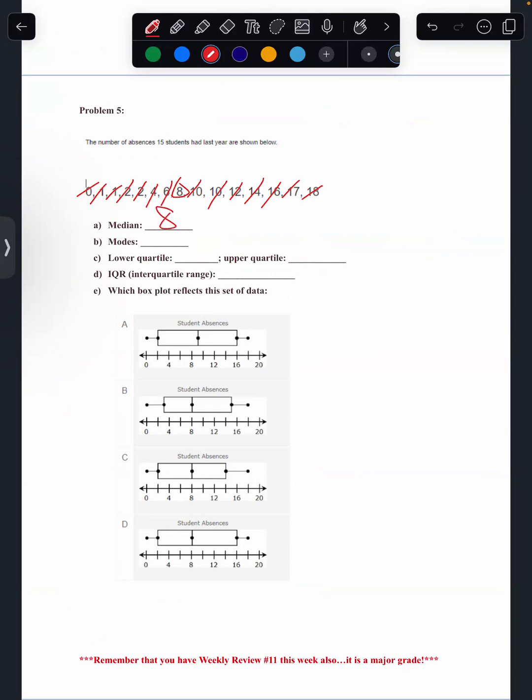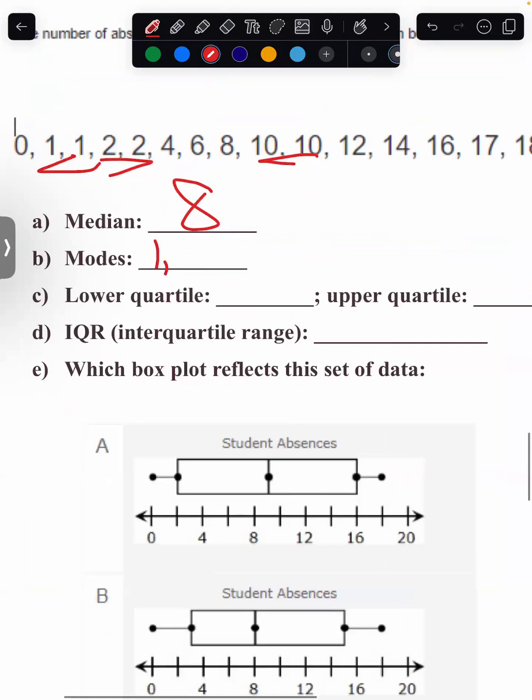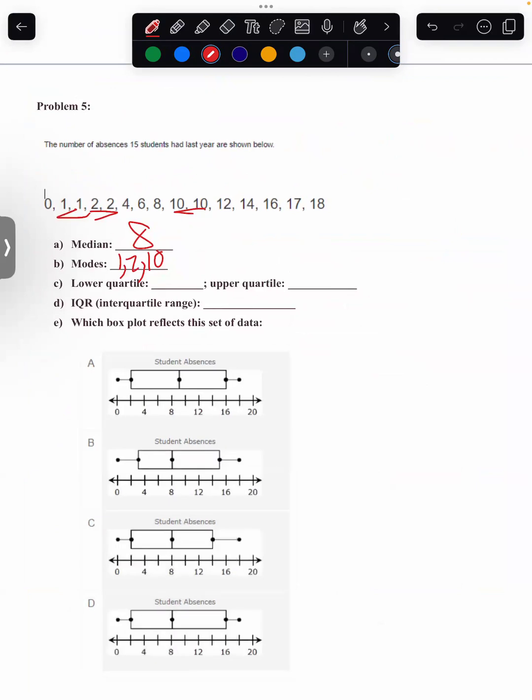Now, the modes, meaning which ones are there more than one of? I put modes on purpose because there's more than one. So we got 2 1s, 2 2s, 2 10s. So we have therefore 1, 2, and 10 are all modes. Mode is which one occurs the most. So here it was a tie basically.